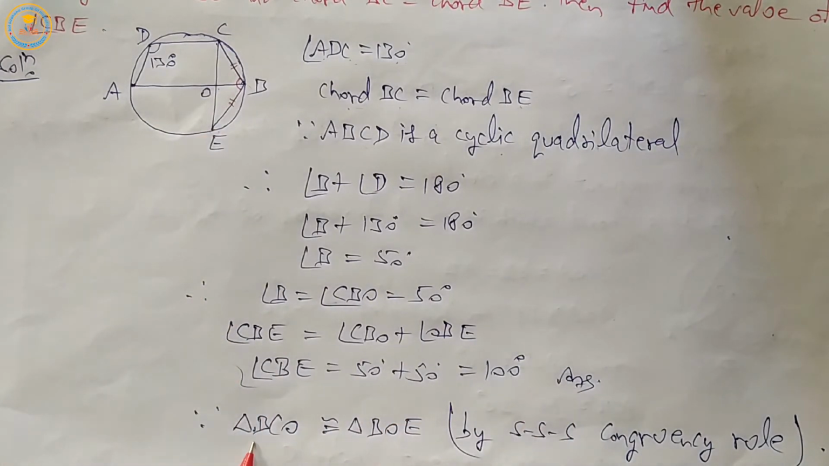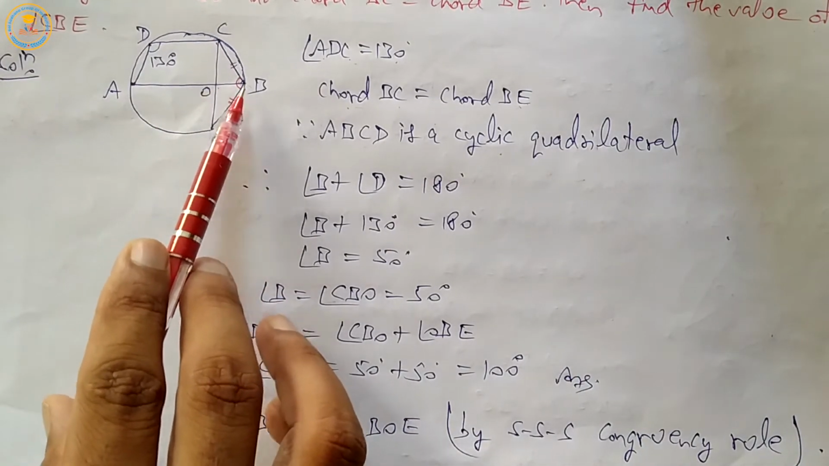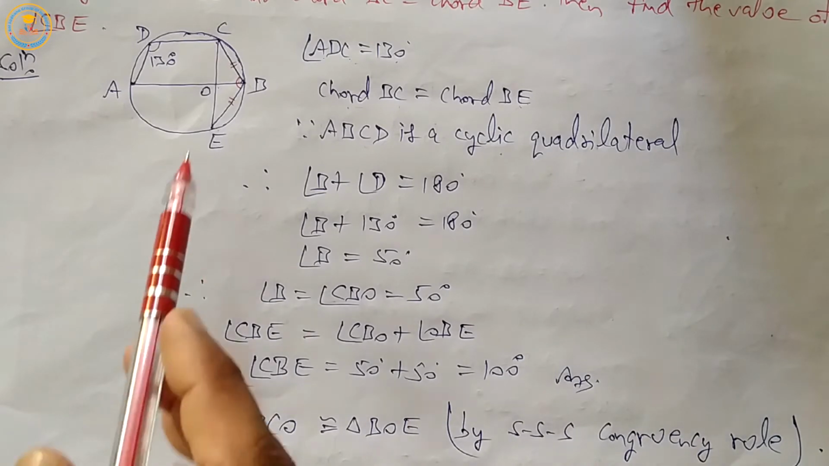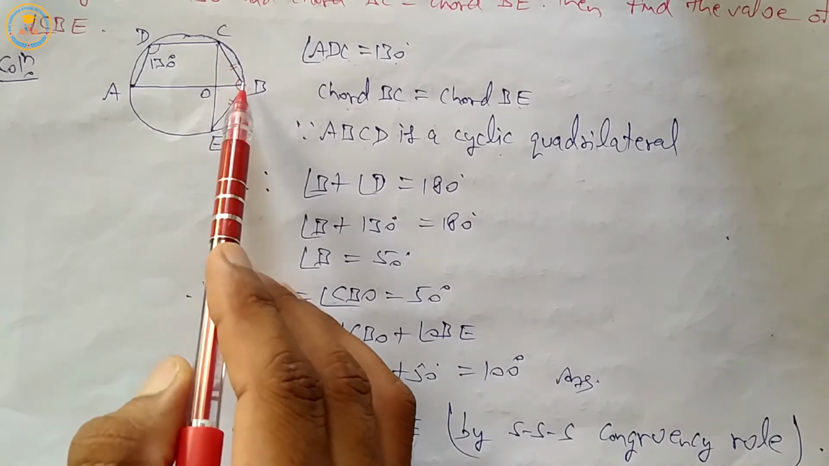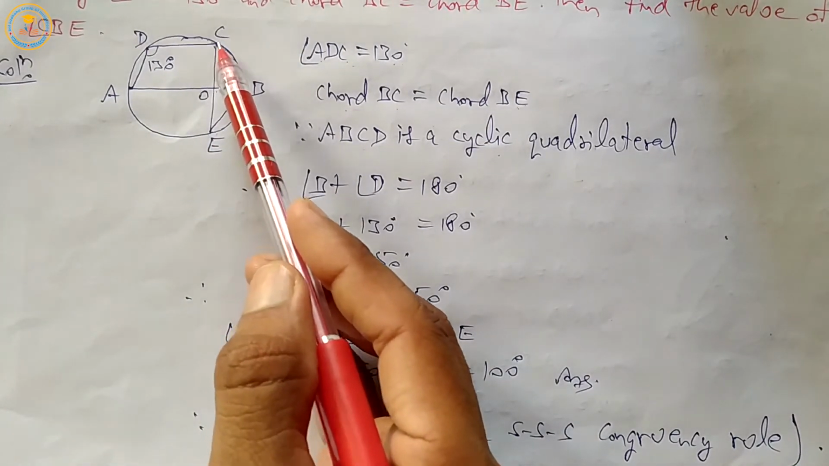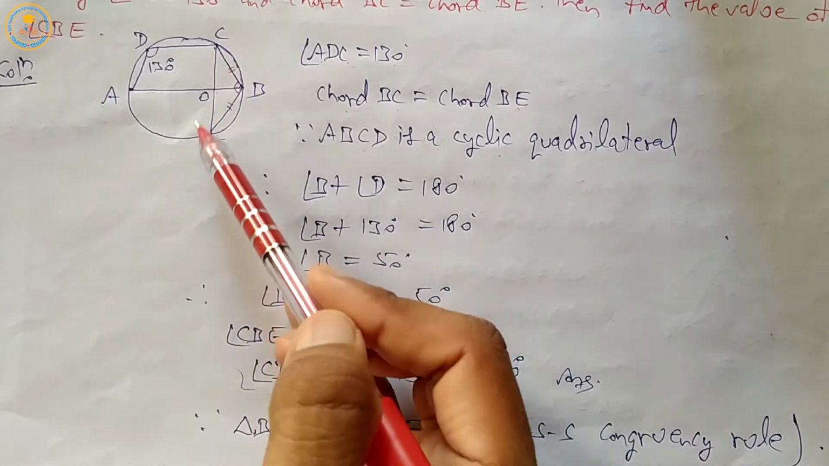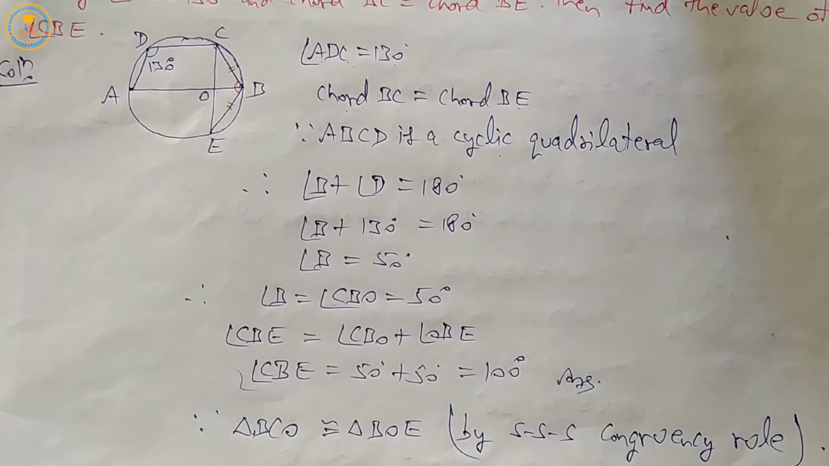And we know that BCO and BEO, these two triangles are congruent. By which rule? Side congruency rule. Why? OB equals OB, common side. BC equals BE, given. And CO equals OE because O is the midpoint of CE. Okay, clear? Simple question.